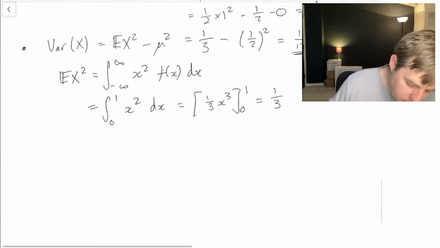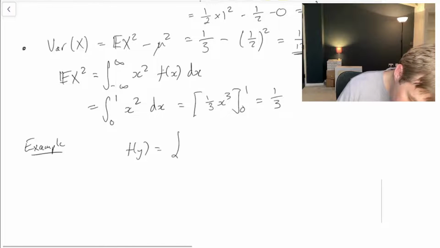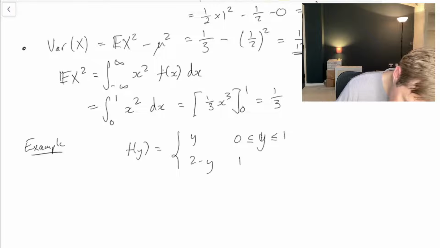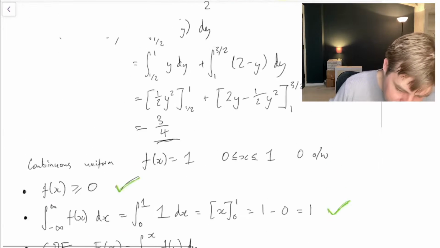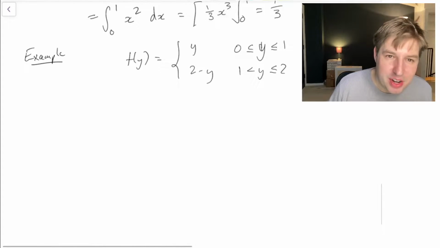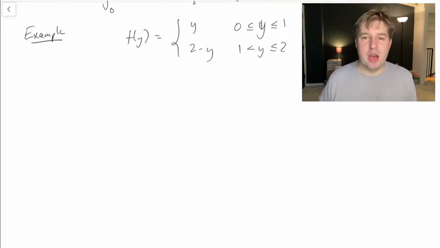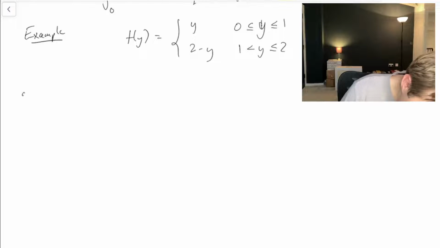We did have another example, didn't we, which was this triangular distribution where f of y was either y or 2 minus y, depending on whether you were between 0 and 1 or 1 and 2, and 0 otherwise. That was this kind of triangular shape we had up here. I'm not going to run through all those examples again, but let's just do a couple of them. Let's do the CDF.